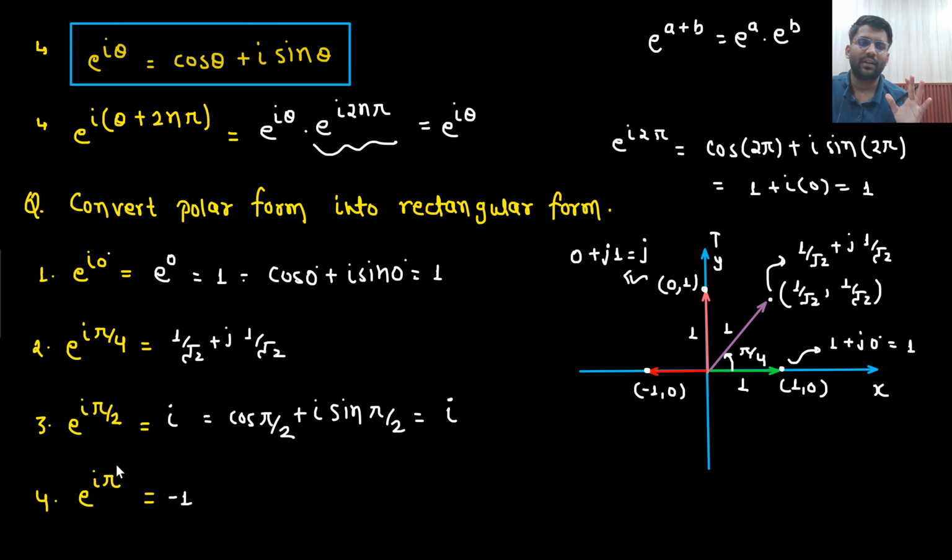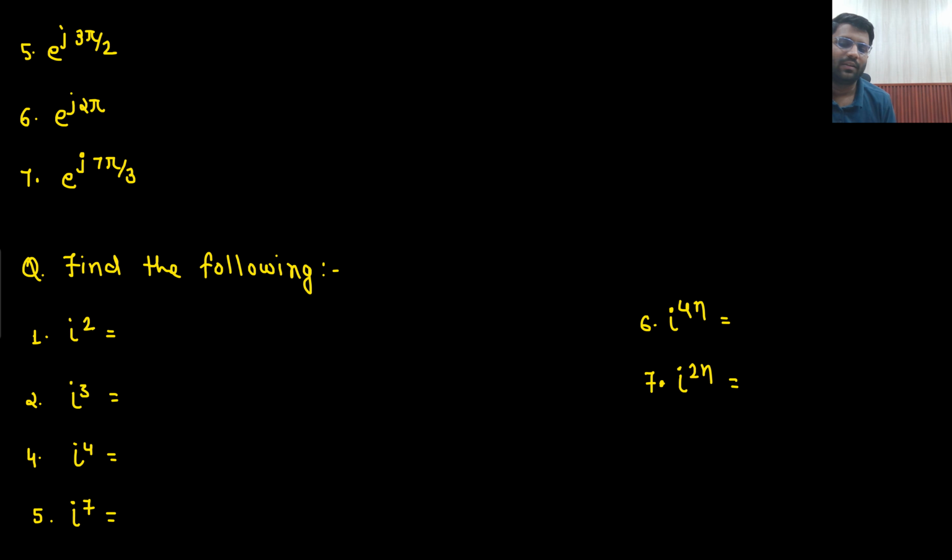Directly you should be able to understand. Sir, magnitude 1 making an angle of pi. That means I will go on the negative x-axis, with the length of 1, and the answer will be -1. That's it. Here also you can put cos pi is -1, sin pi is 0. So the answer you are getting is -1 only.